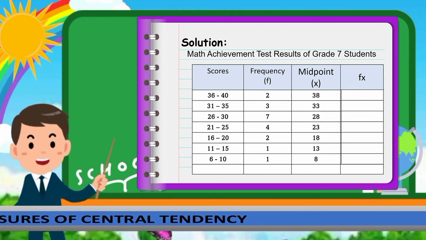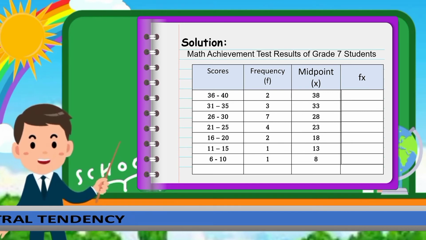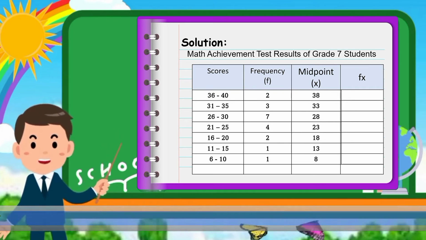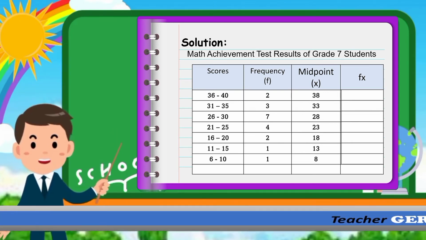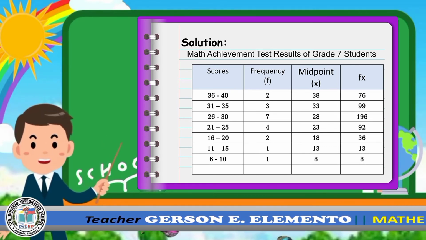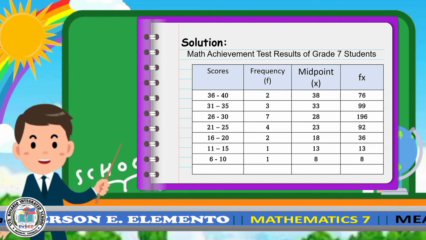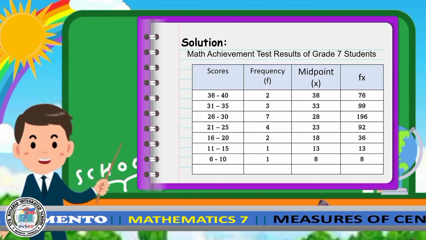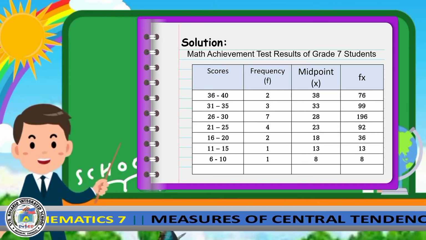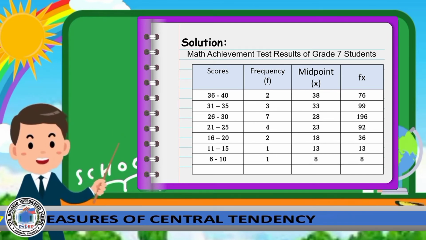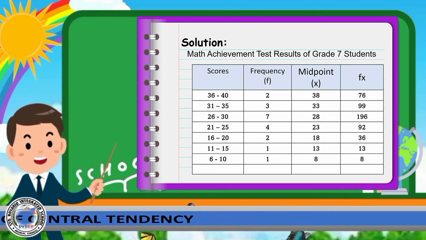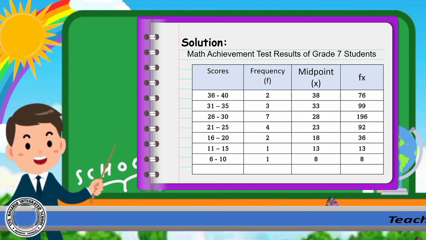And 36 up to 40. We have 36, 37, 38, 39, and 40. The midpoint is 38. In finding fx, we just need to multiply the frequency and midpoint. We start from the bottom. 1 times 8 equals 8. 1 times 13 equals 13, and so on. And 2 times 38 equals 76.